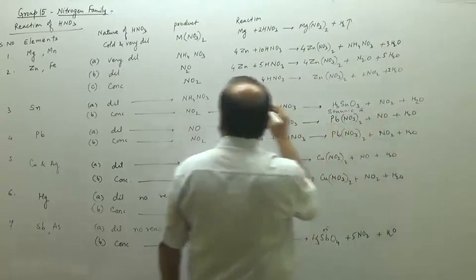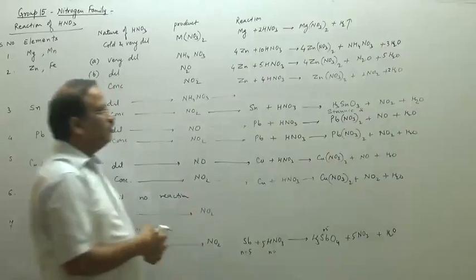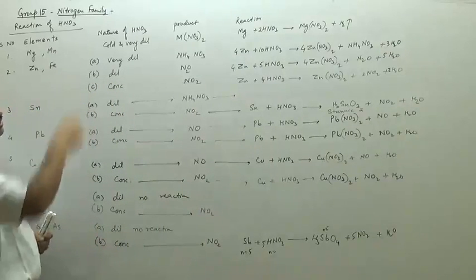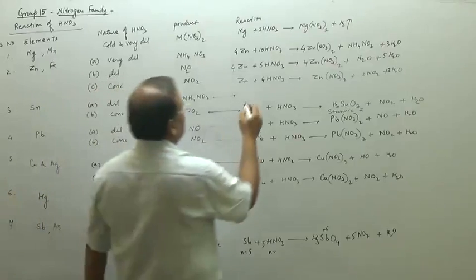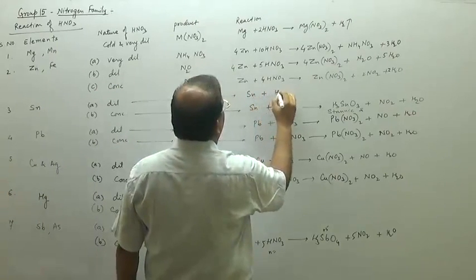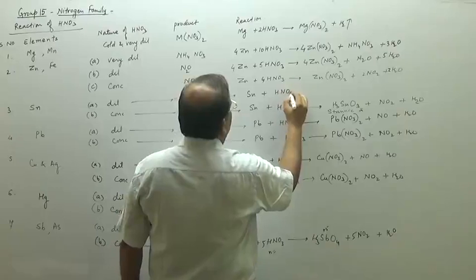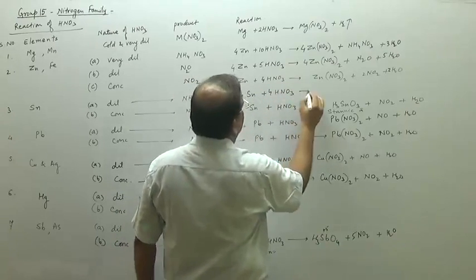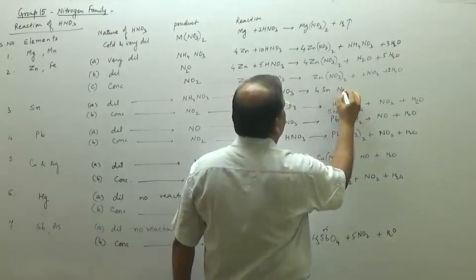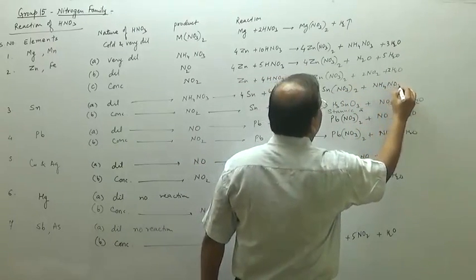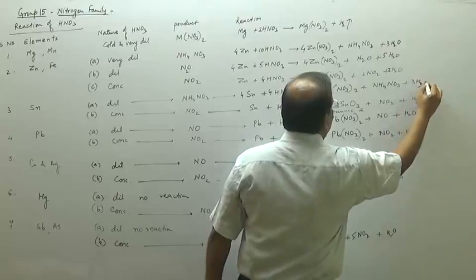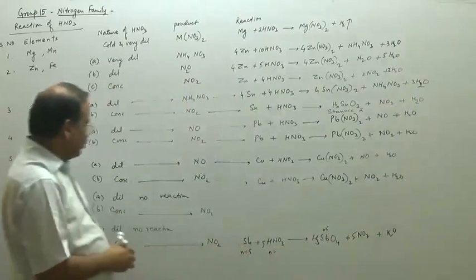Stannic acid. In this case, because tin forms stannic acid and ammonium nitrate, as we have written in the case of zinc, similarly we can write here. So the similar reaction, instead of zinc, we are going to write Sn. With HNO3, we can get the balanced reaction: Sn(NO3)2 plus ammonium nitrate plus 3 H2O. That is how we can write the balanced reaction for all these.